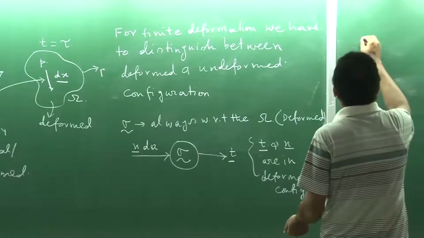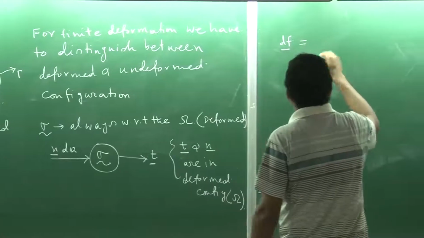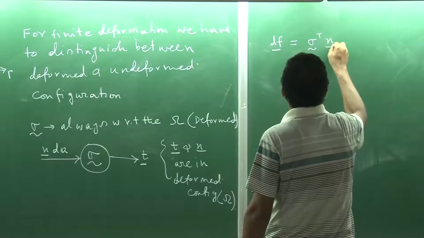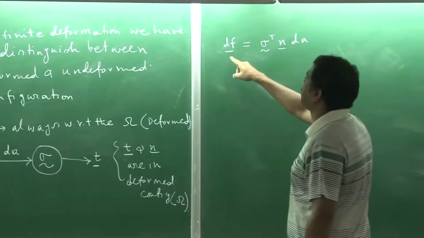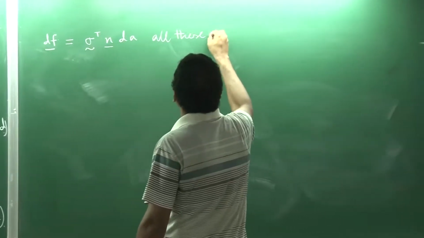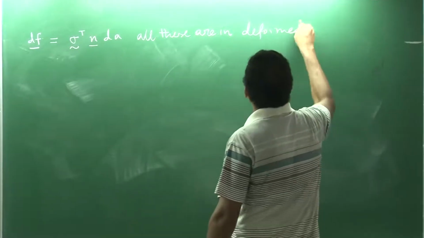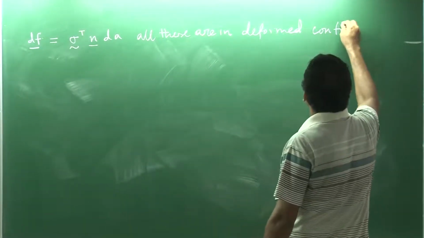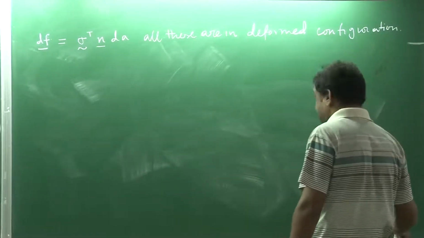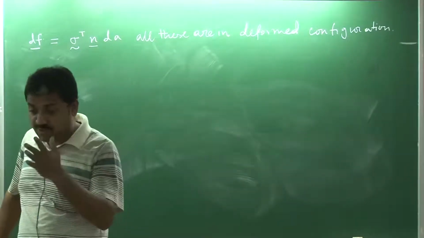And then we have seen that the internal forces can be related like this, with n bar dA. So, these internal forces are in the deformed configuration. All these quantities are with respect to the deformed configuration. So, for the Cauchy stress tensor, everything is in the deformed configuration.